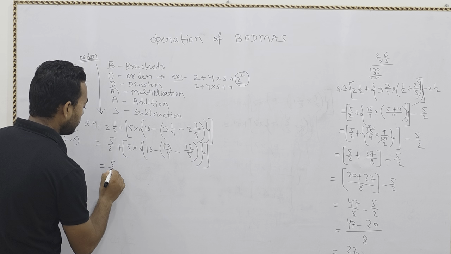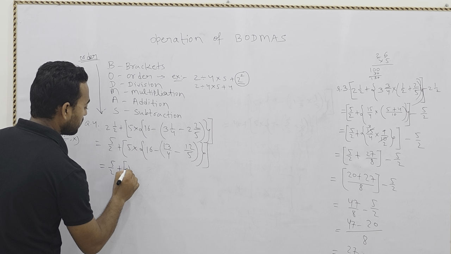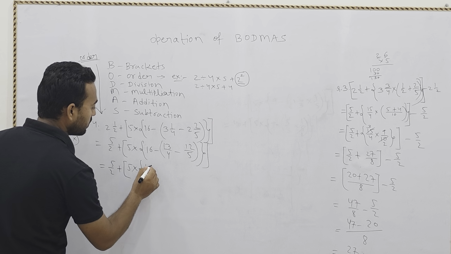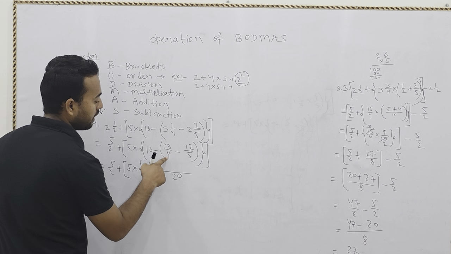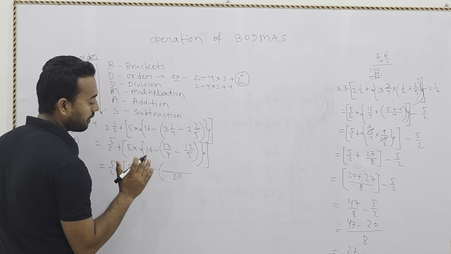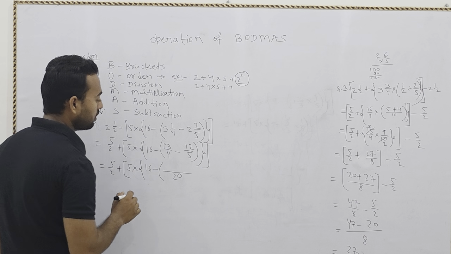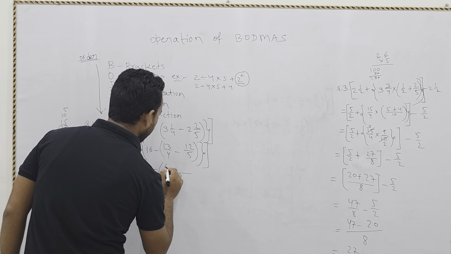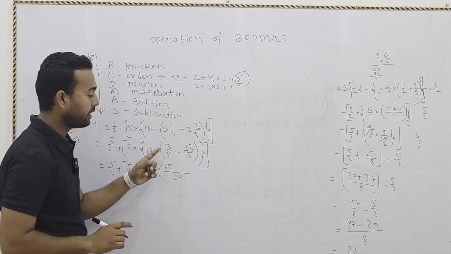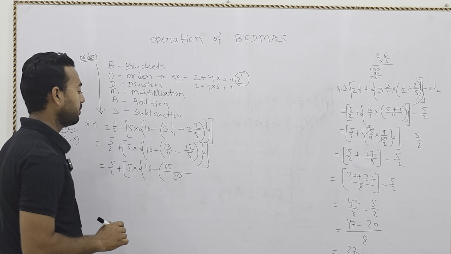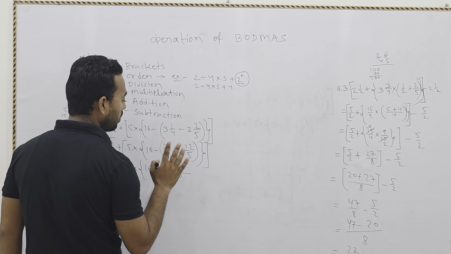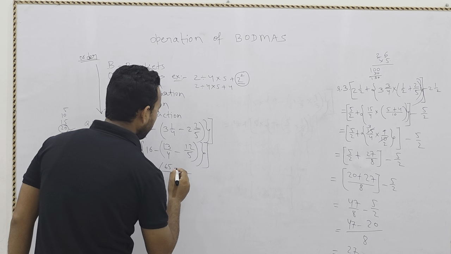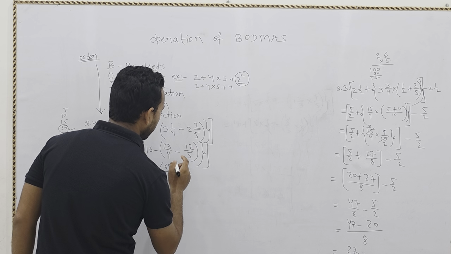Now 5/2 plus bracket start, curly bracket, 16 minus, we will take LCM 20. Again we will divide from this to this, we will get 5. 5 multiplied by 13, we will get 65. So here minus 5 times 24, 4 multiply 12.